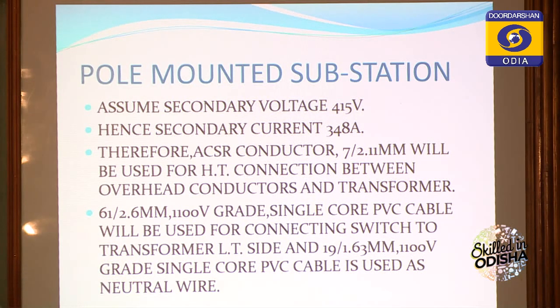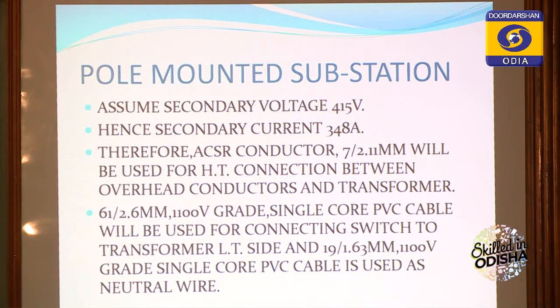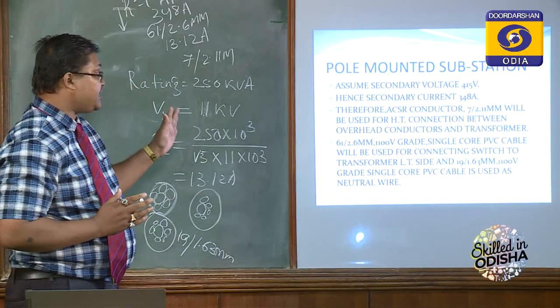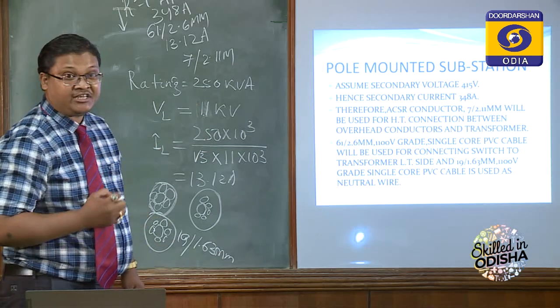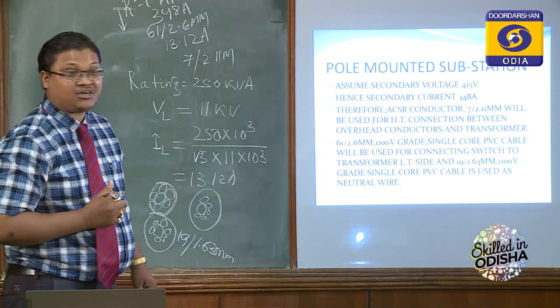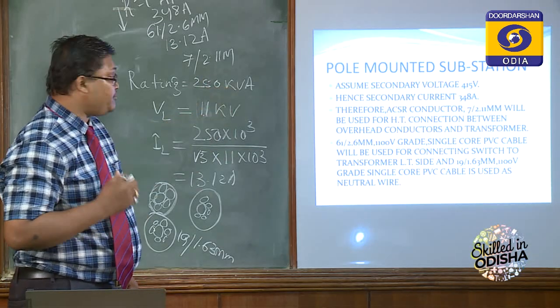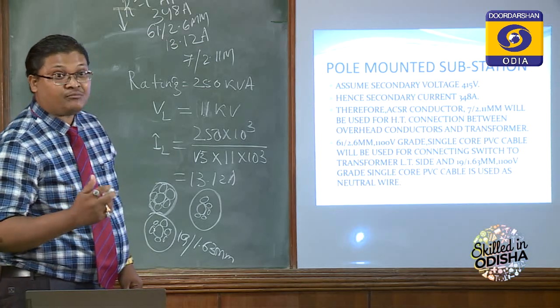And the neutral conductor is 19 by 1.63 mm. So first, for estimating, we have to select the conductor size: which conductor is required for HT, which for LT, and which for neutral. You will find these, 7 by 2.11 mm or 19 by 1.63 mm, from the conductor chart.